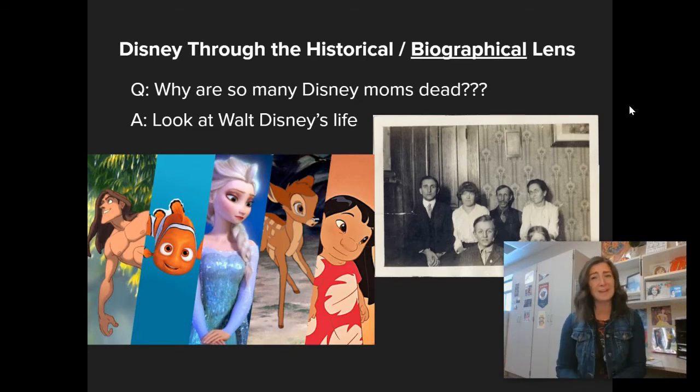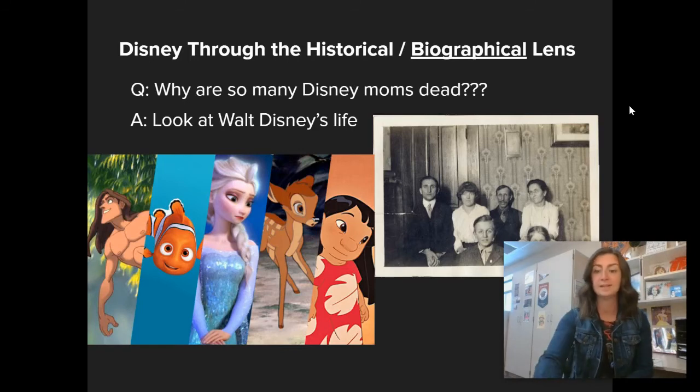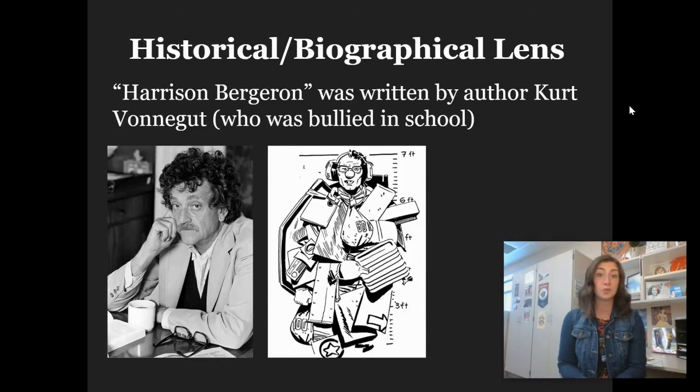Again, when we're looking at this lens, you could potentially just write it off and say, no, it's a coincidence. That's not what happened. But through this lens, we assume that the text is a direct reflection of the author's life and the historical time period. The short story that we read, Harrison Bergeron, was written by Kurt Vonnegut, and Kurt Vonnegut was actually bullied quite a bit when he was in school.